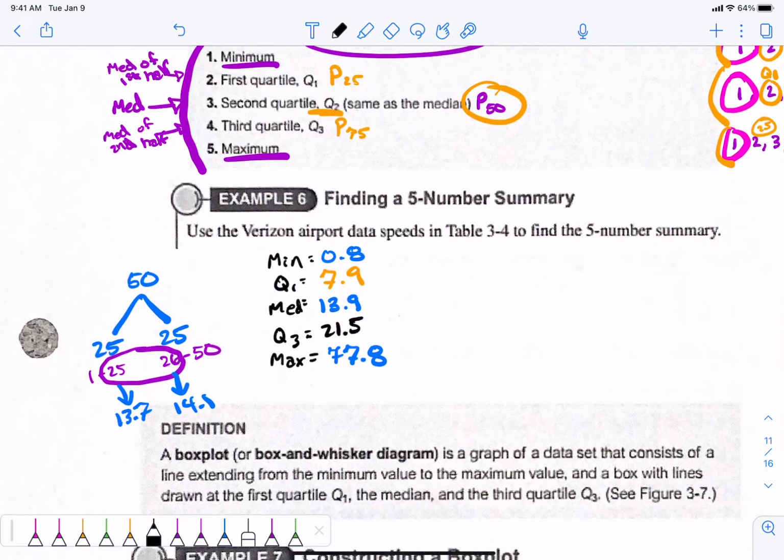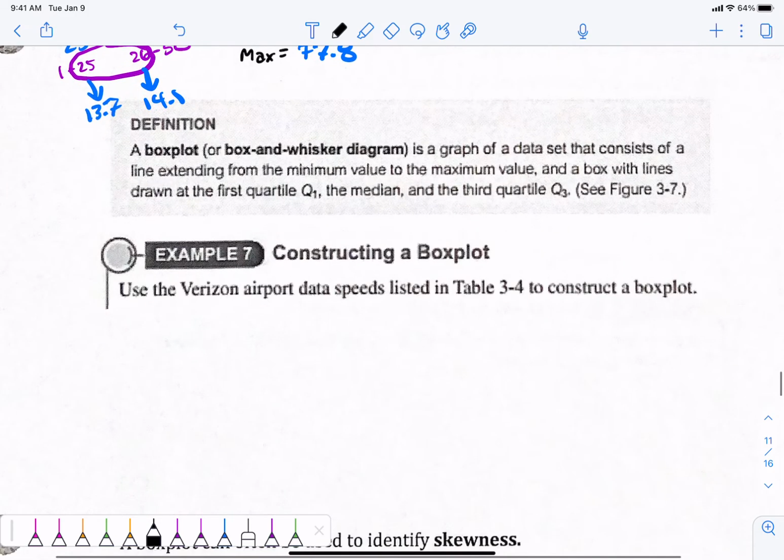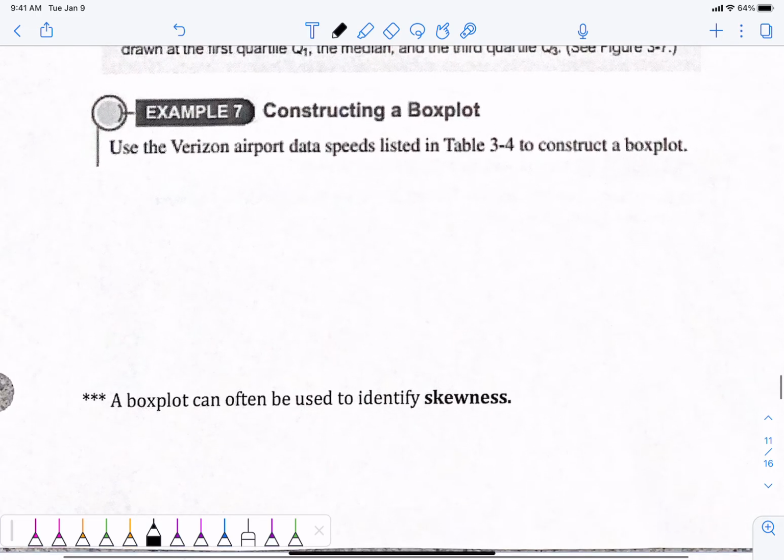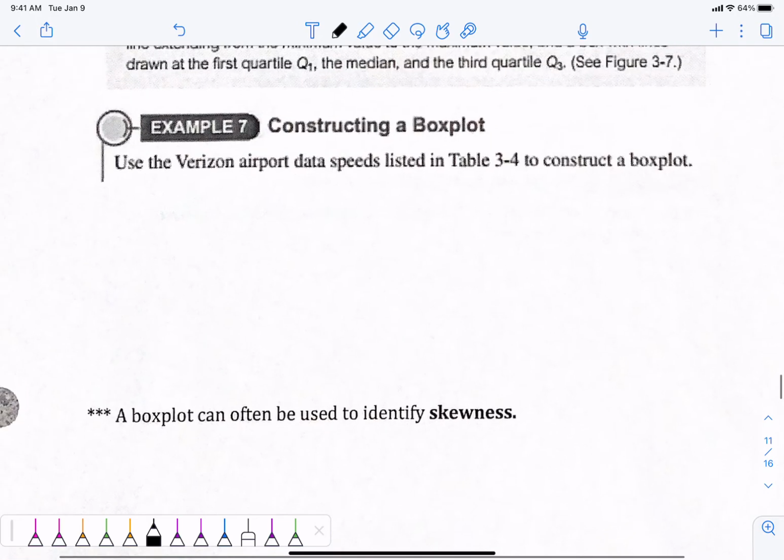There you go. Questions about that? That was a lot of information. Scrolling back and forth. P25 is the same thing as Q1. P75 is the same thing as Q3. So you can calculate those if you don't want to cross and figure out the number. Okay? Happy with that? Last thing, box and whisker plot. Use the Verizon Airport data speeds to construct a box and whisker plot. Okay? Good? We're not doing the back page.